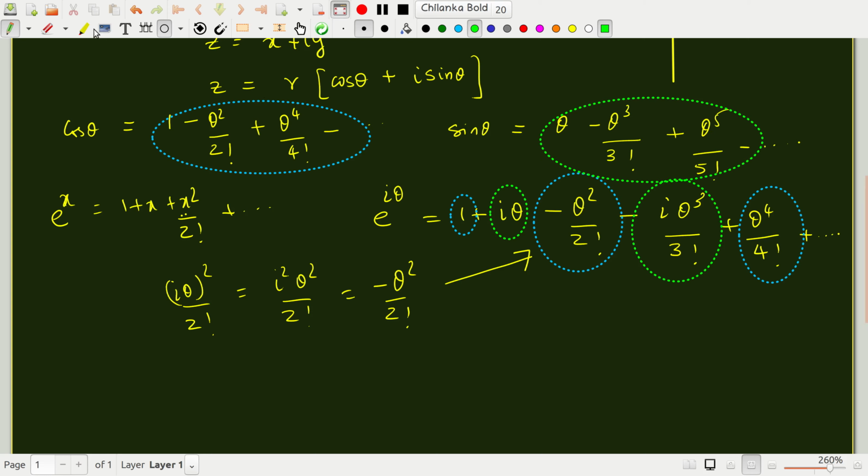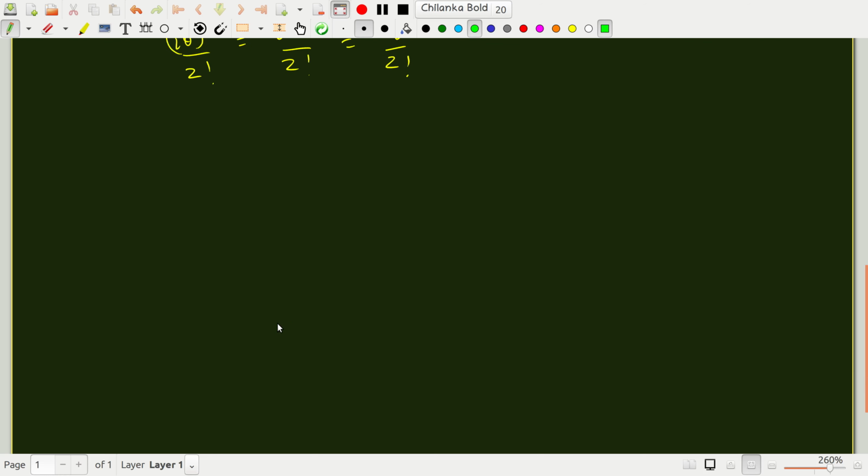So all I'm trying to say is that we had z equal to r times cosine theta plus i sine theta, but upon Taylor expansion of these two individually and comparing with the Taylor expansion of e to the i theta, we found that this is nothing but the same as e to the i theta. So this implies z can be represented as r e to the i theta.